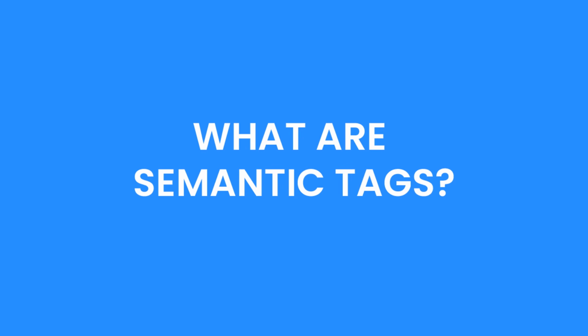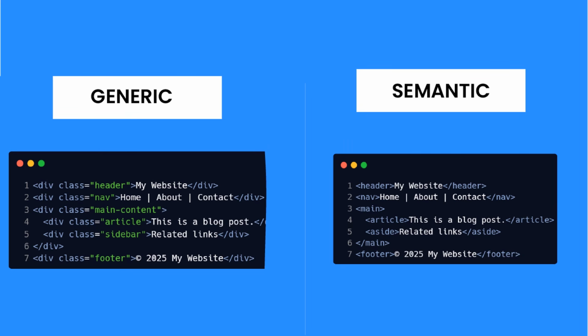Alright, so what exactly are semantic tags? In simple terms, semantic HTML tags are elements that tell you and the browser what their actual content means. Unlike generic tags like div and span, which don't say anything about the type of content they hold, semantic tags describe the role or purpose of that content.